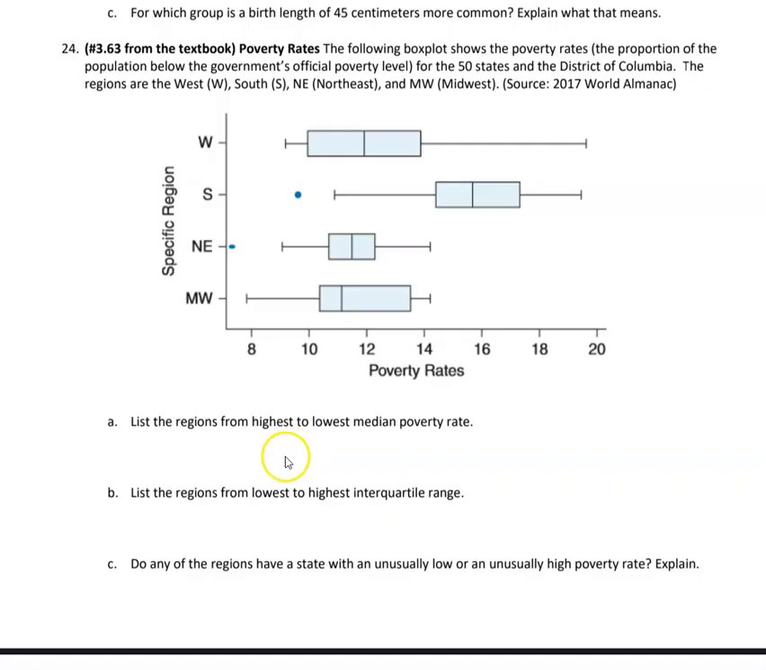So A says, list the regions from highest to lowest median. So the line that is in the box tells you the median. So the highest would be over here. So the South is going to be first. And then the next highest, it looks to me like, is the West. And then it goes Northeast and then Midwest.